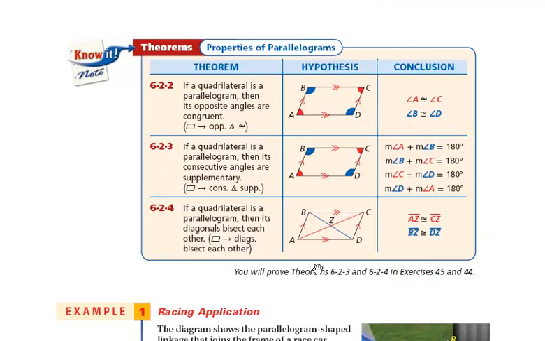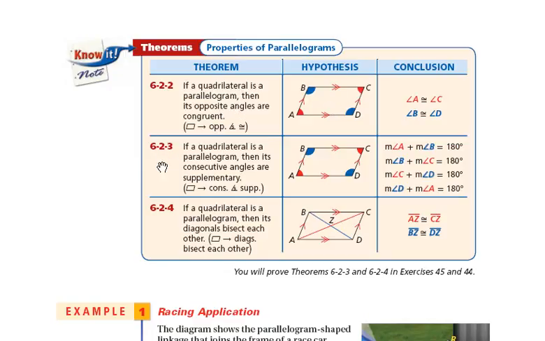If we take a look at some other properties here, we have three different theorems. The first one, 6.2.2: if a quadrilateral is a parallelogram, then its opposite angles are also congruent. You can see here that angle B and angle D are congruent, and A and C are congruent. Those are some other things we can tell about a parallelogram.